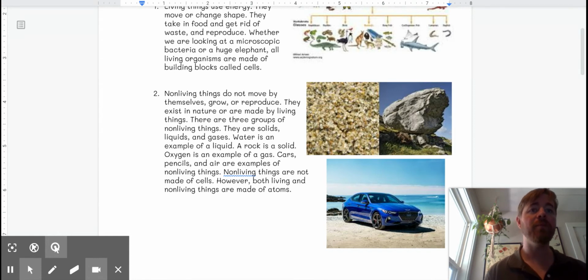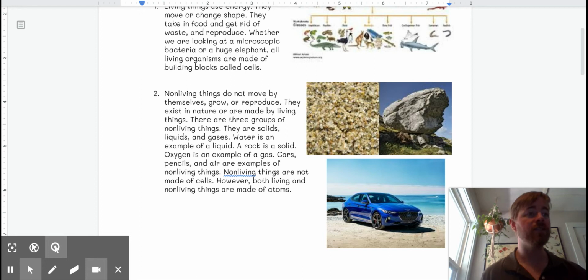Non-living things do not move by themselves, grow, or reproduce. Think about rocks. They exist in nature or are made by living things, like humans. There are three groups of non-living things. They are called solids, liquids, and gases. We know those as states of matter. Water is an example of a liquid, rock is a solid, and oxygen is an example of gas.